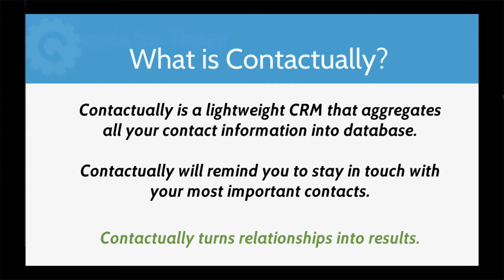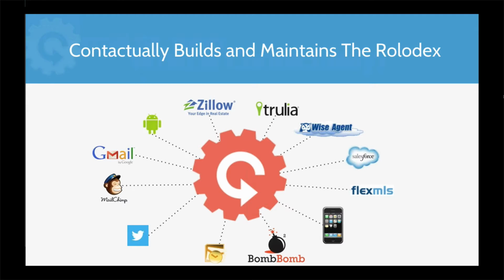So let's talk about Contactually. So what is Contactually? Contactually is a lightweight CRM that aggregates all of your contact information into a database. Contactually will remind you to stay in touch with your most important contacts. And Contactually turns relationships into results. So this system, if you use it, will only help you, which is, right, it'll only make your business more successful. And so that's what we're here to do, is to make sure you feel comfortable with it and you understand it. And so how does Contactually, how does it help?